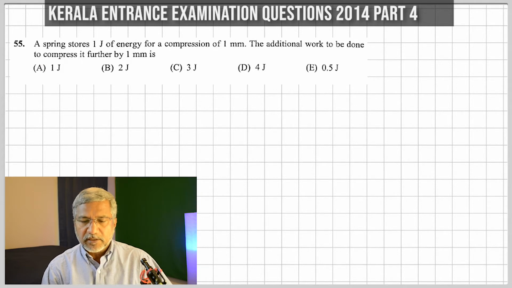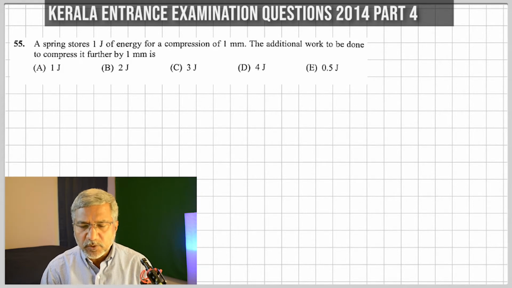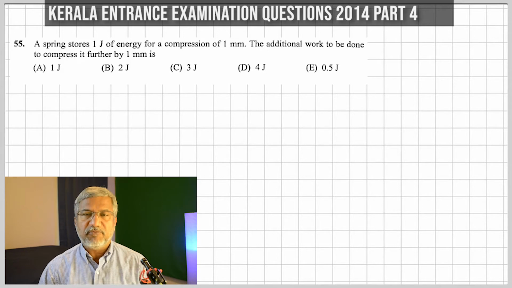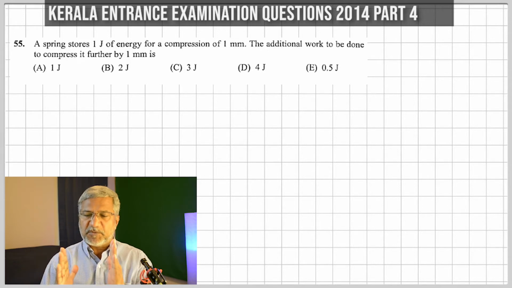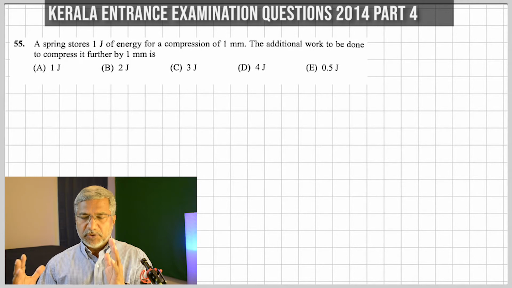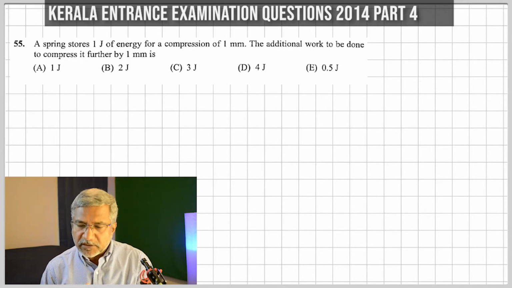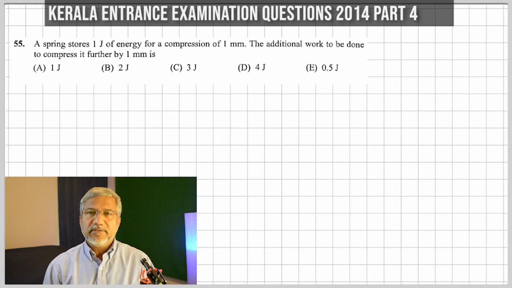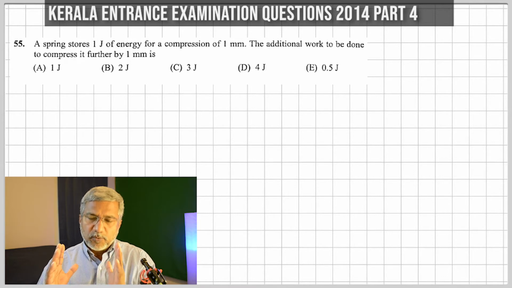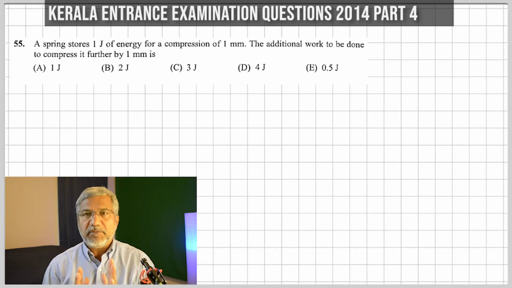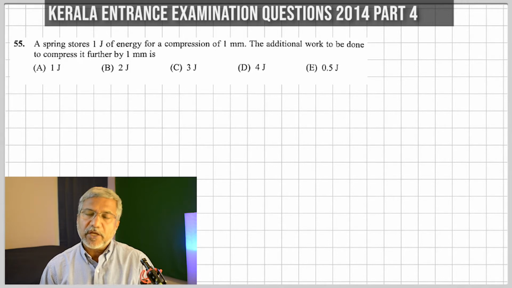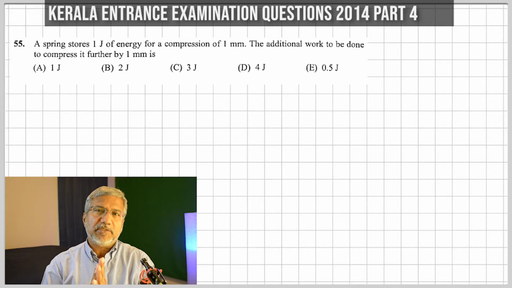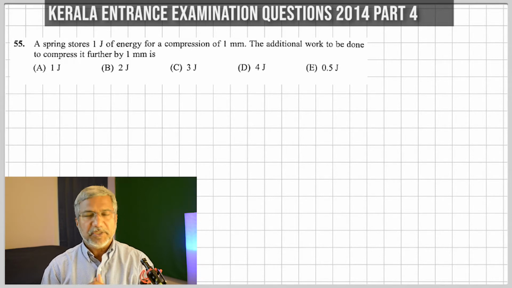55. A spring stores 1 joule of energy for a compression of 1 millimeter. If you compress the spring, you're doing work, so you make it store energy. The additional work to be done to compress it further by 1 millimeter. Here the catch is the additional work to be done. We know that when you compress it by 1 millimeter, the energy stored is 1 joule. Now you're again compressing it by 1 millimeter, so the total compression is 2 millimeters.